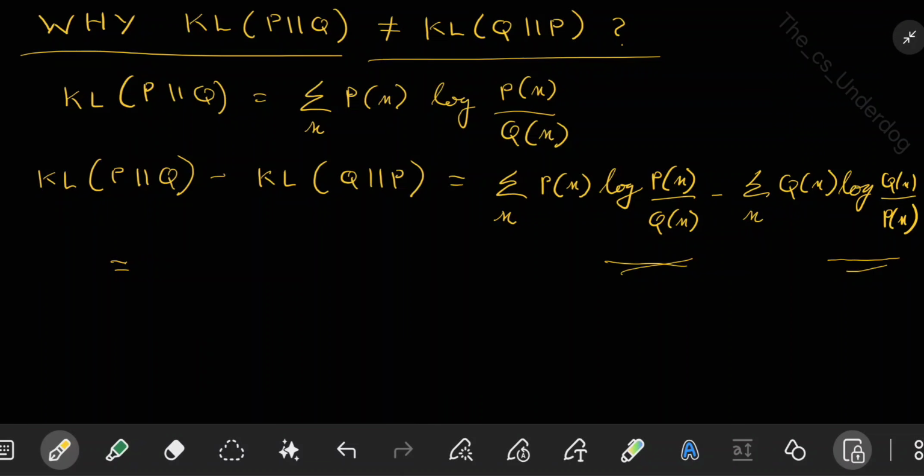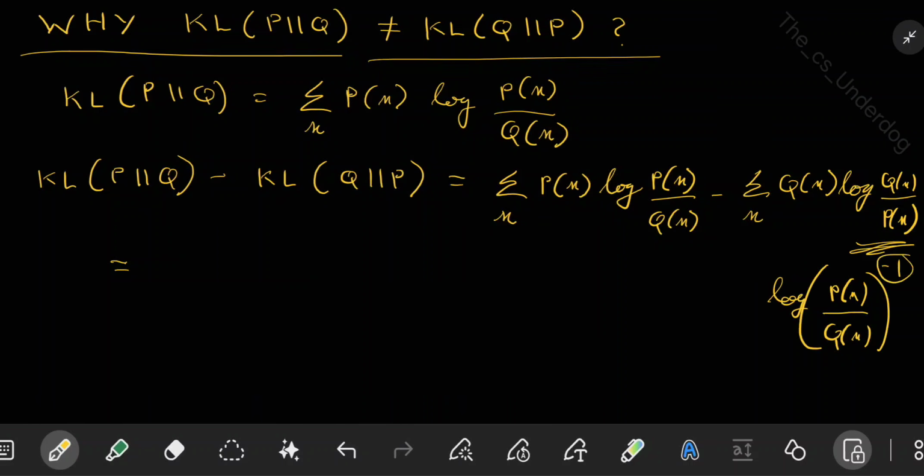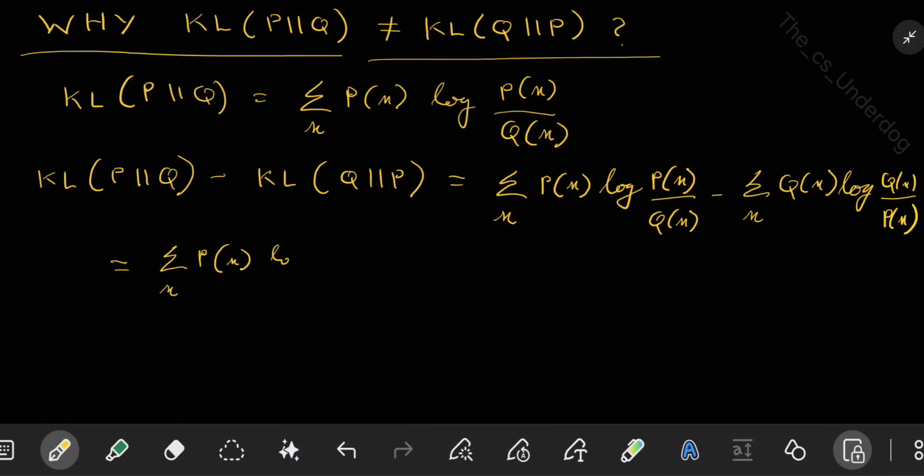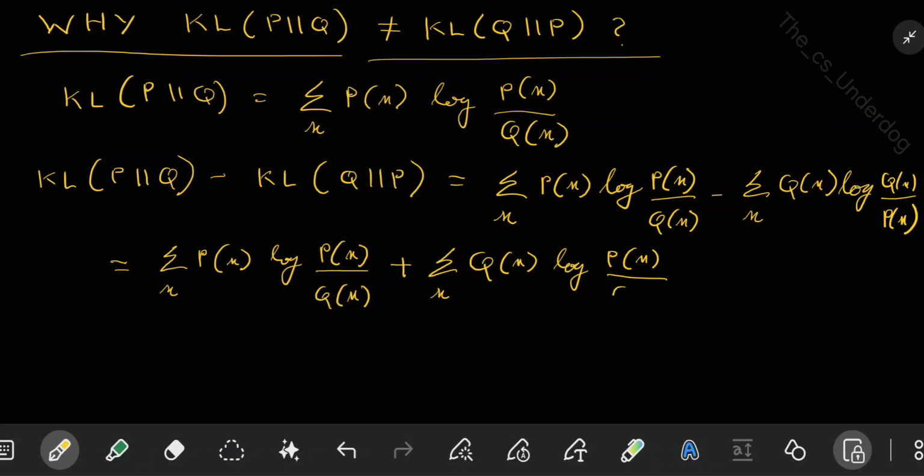So if I want to take inverse of that, what happens? This can be rewritten as log P of x by Q of x whole raised to minus 1. This is another way of writing this. This minus 1, if I take forward, it becomes minus of this. So instead of having this term here, if I convert this minus to plus, then both these will be log P of x by Q of x. So if I do that, then I'll get sigma x P of x log P of x by Q of x plus sum over all x Q of x into log P of x by Q of x.